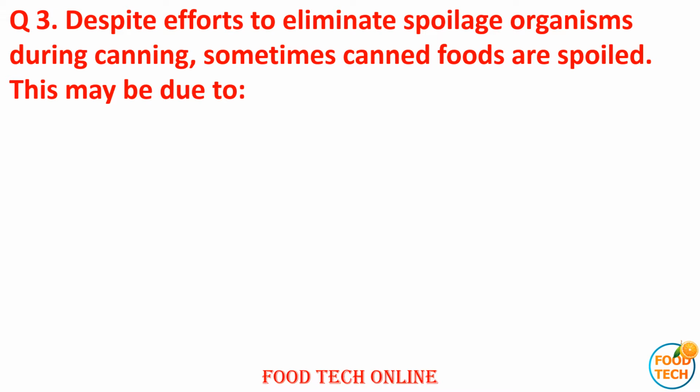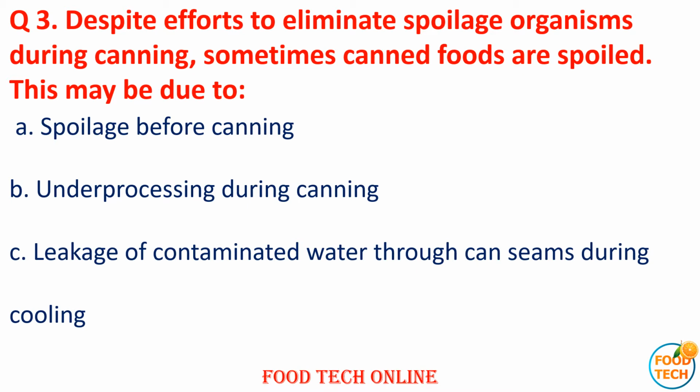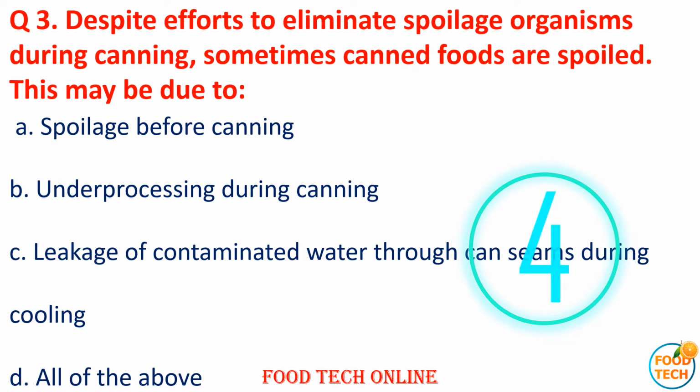Question 3. Despite efforts to eliminate spoilage microorganisms during canning, sometimes canned foods are spoiled. This may be due to A. Spoilage before canning, B. Underprocessing during canning, C. Leakage of contaminated water through the can seam during cooling, D. All of the above. Answer A. Spoilage before canning.